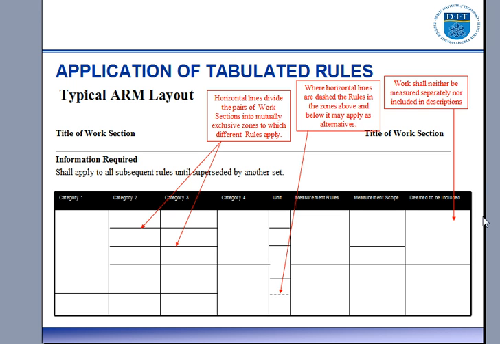In the deemed to be included column, work noted here shall neither be measured separately nor included in the descriptions. It is taken that it is already included.